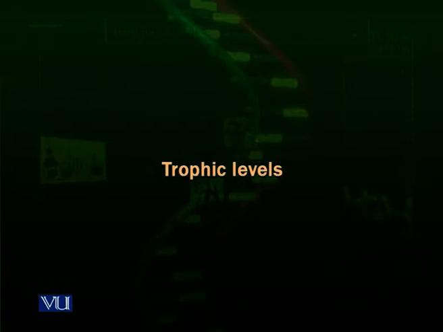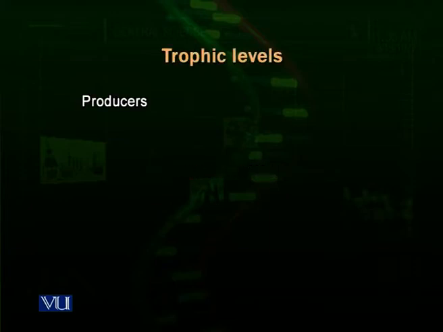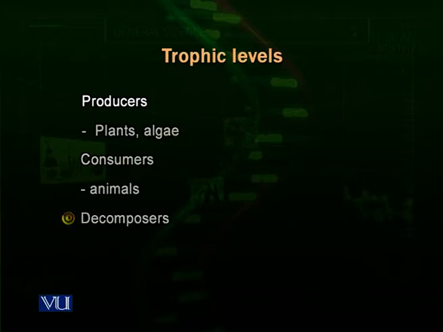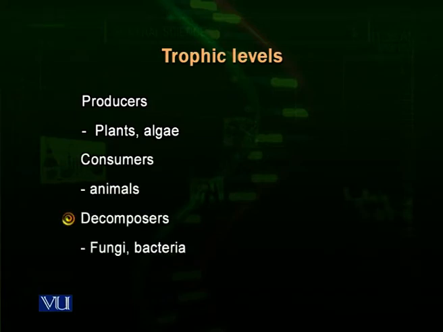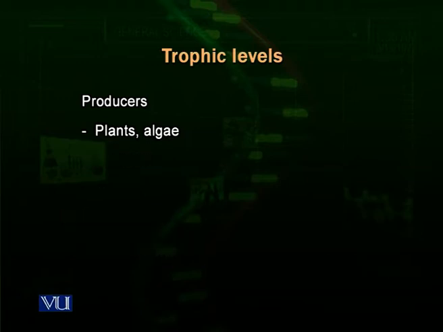According to the trophic levels, we divide the living organisms into three major categories: the producers, the consumers, and the decomposers. Producers, for example, plants, algae. Consumers, for example, the animals. And the decomposers, the fungi and the bacteria. Producers: the plants, algae, a few bacteria, some protista, unicellular organisms.